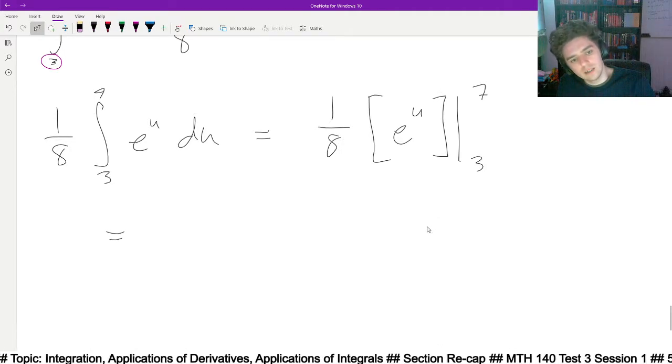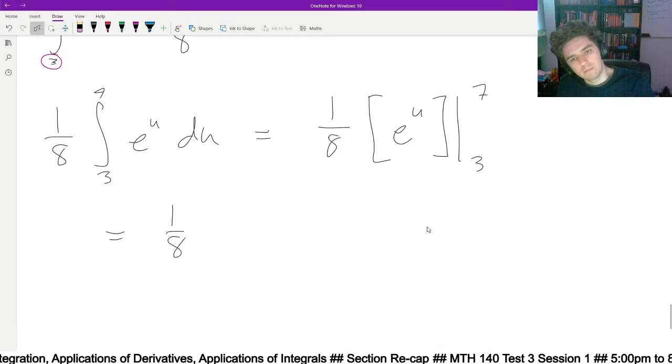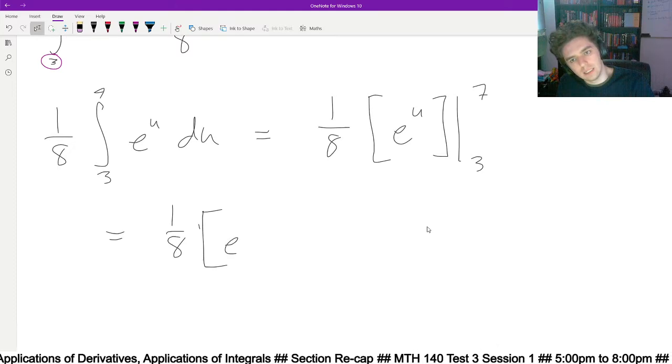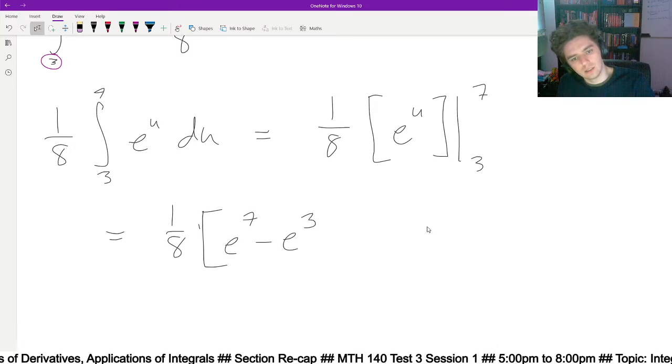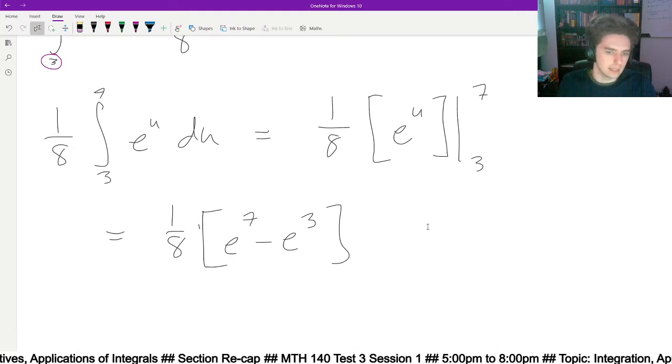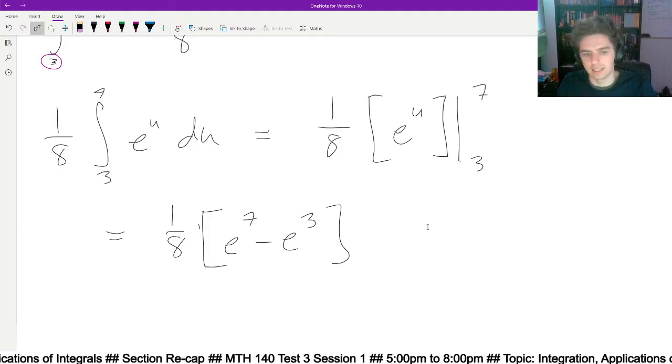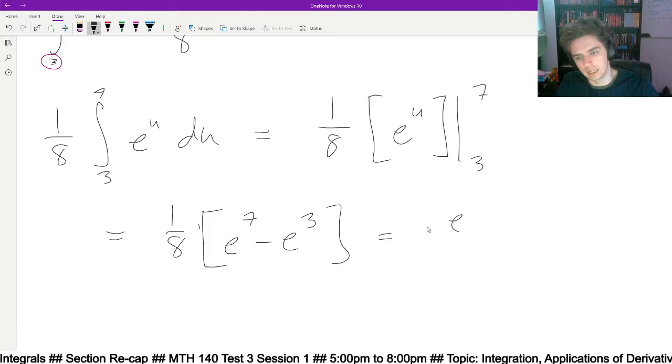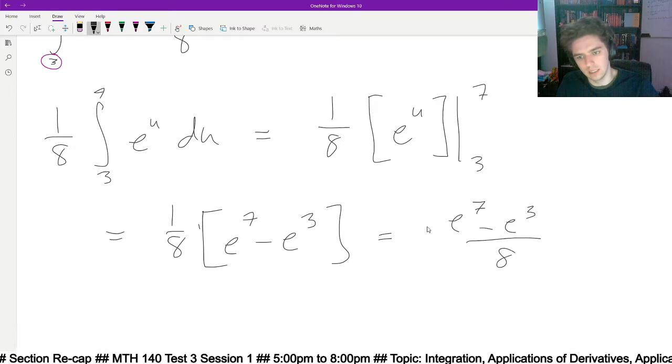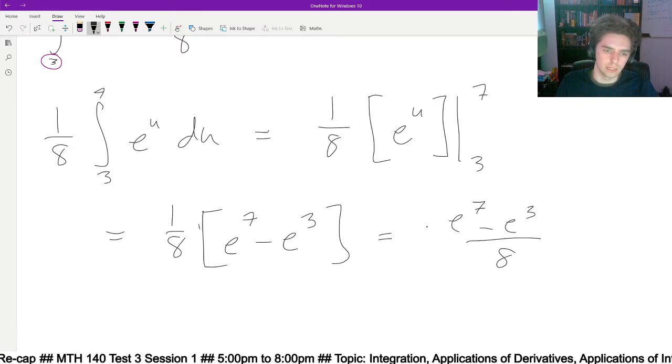All we do here is say 1 over 8 times e to the 7 minus e to the 3. And that's the answer. You can leave it like that. Or if you want to write it as e to the 7 minus e to the 3 over 8, that works too. But there you go.